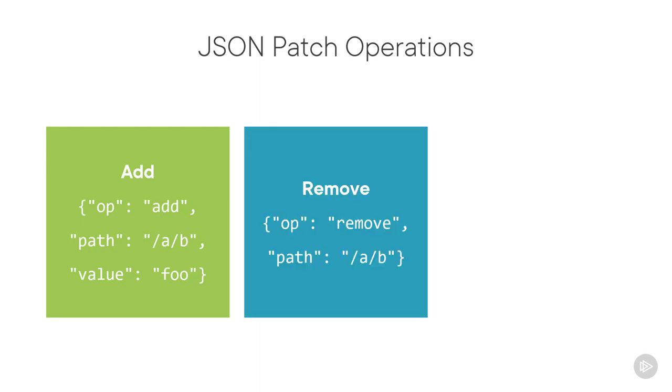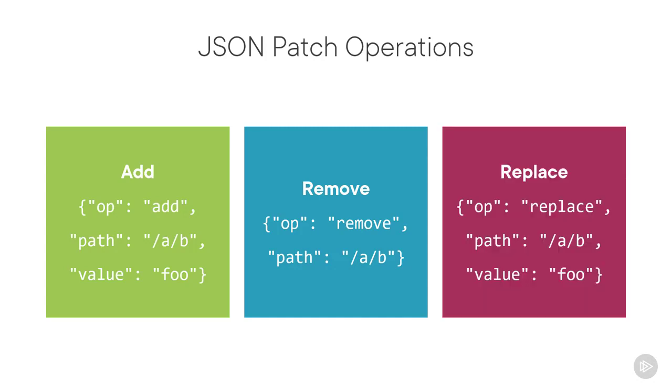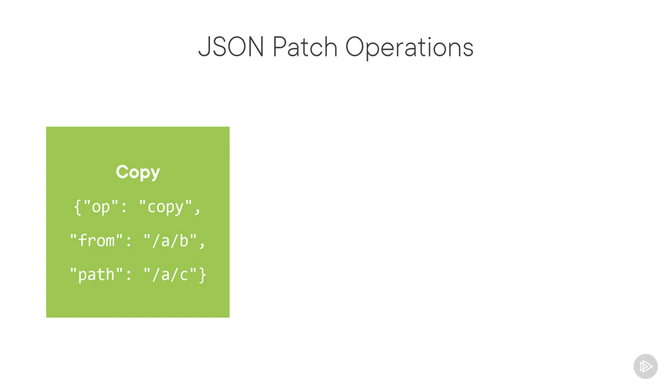The remove operation will remove a property, or in non-dynamic cases, set it to its default value. It only has one property that has to be set next to the operation, path. Replace replaces the value at the specified path with the provided value. It's functionally the same as a remove operation followed by an add operation. Copy will take the value from the from property and copy it over to the path property.